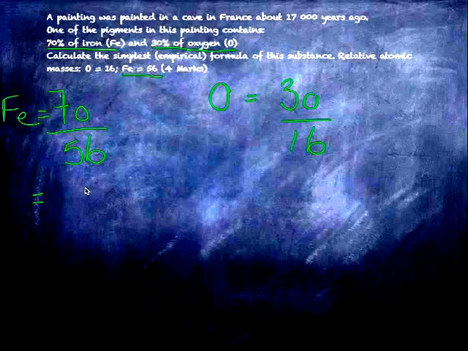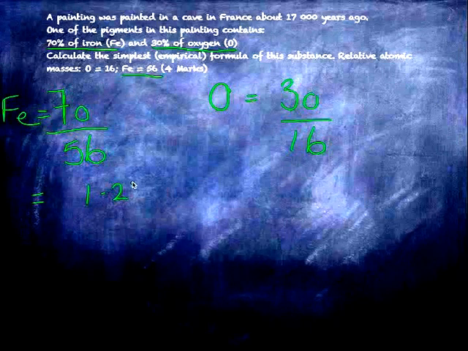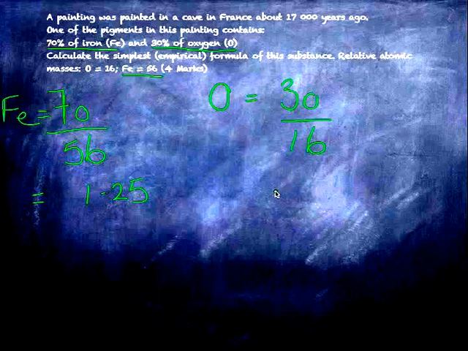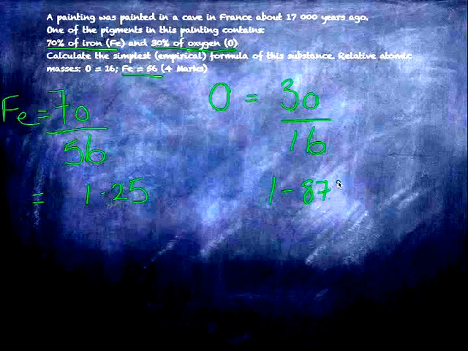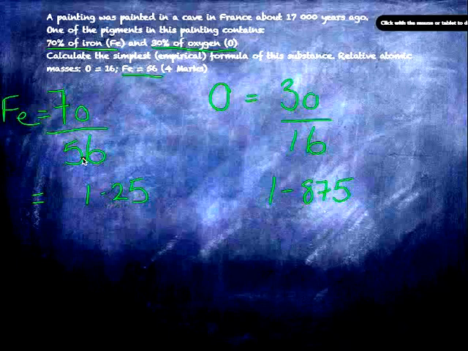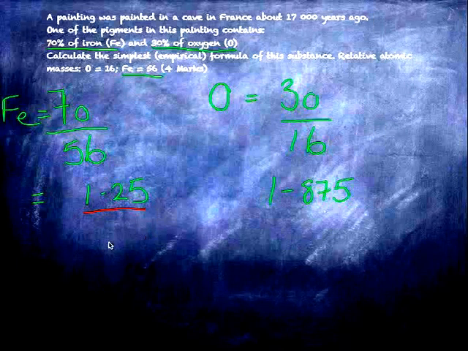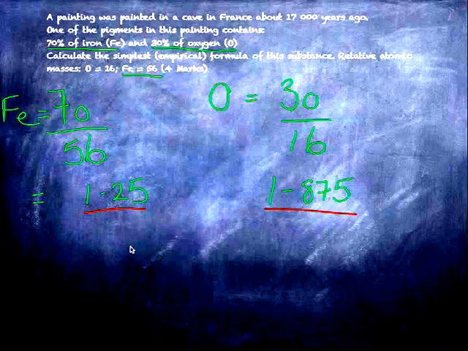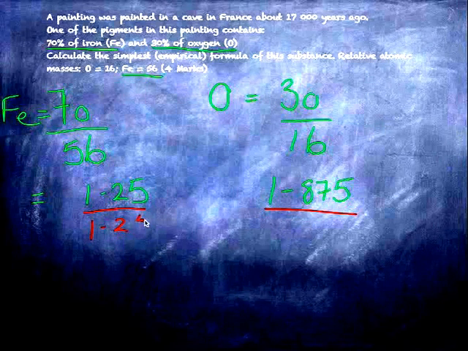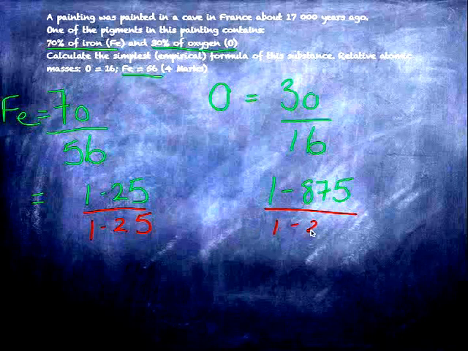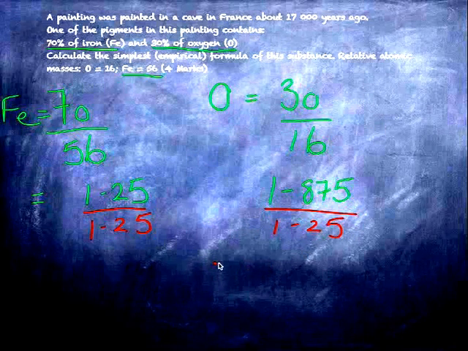When we plug that into the calculator, that works out at 1.25 moles of iron. And when we do the same for the oxygen, that works out at 1.875 moles of oxygen. So we find the smallest number, which in this case is the 1.25. We divide everything by 1.25. So we can find out what our simplest ratio will be.